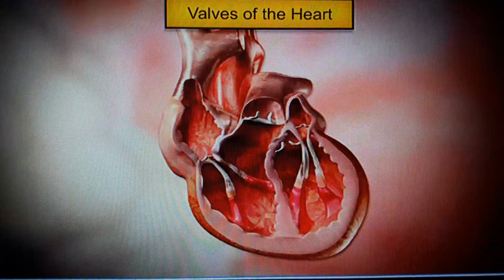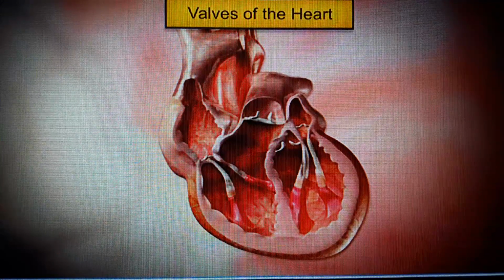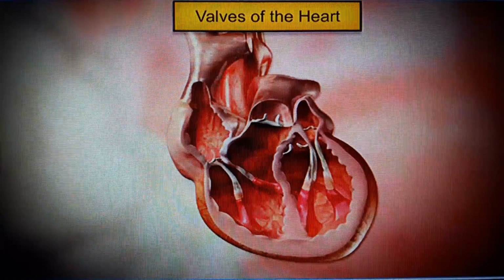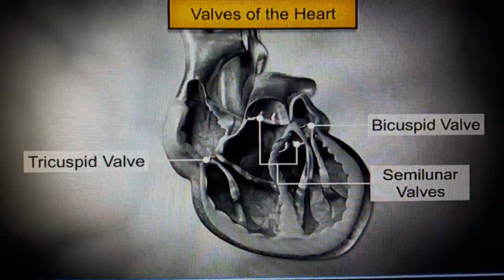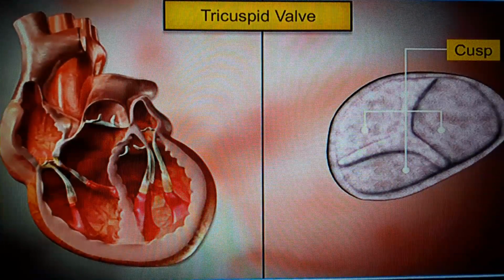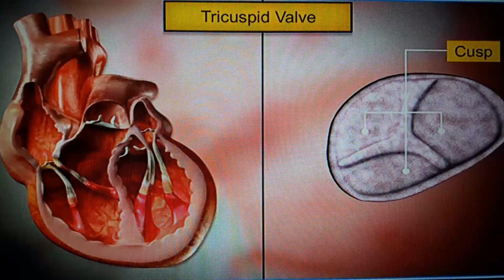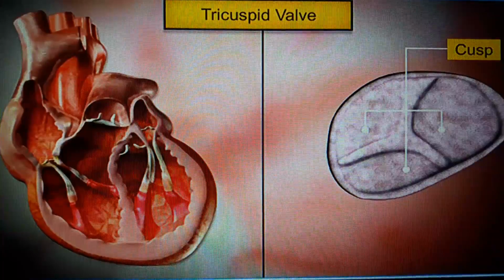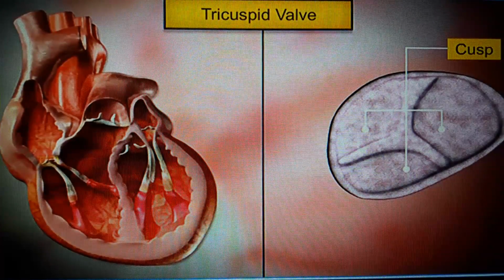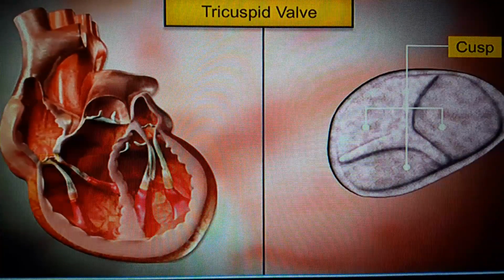Valves of the heart. The heart has three types of valves: bicuspid valve, tricuspid valve, and semilunar valve. Tricuspid valve: this is also called the right AV valve. It consists of three flaps and allows the blood to flow from the right atrium to the right ventricle only.